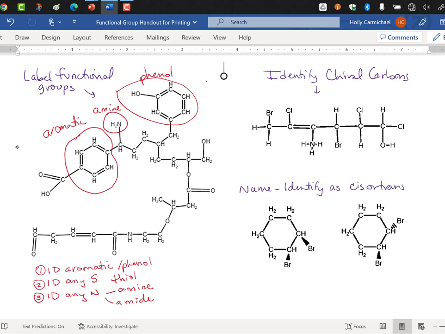Down at the bottom. Okay, do you see this nitrogen? When I look at this nitrogen, I look at the carbons it's attached to. Do any of those carbons have a double bond oxygen? Yes. Do you see this? That's what makes this an amide. So when you find a nitrogen, look at any carbons connected to it. Look to see if any of those carbons have a double bond oxygen. If they don't, it's an amine. If they do, it's an amide.